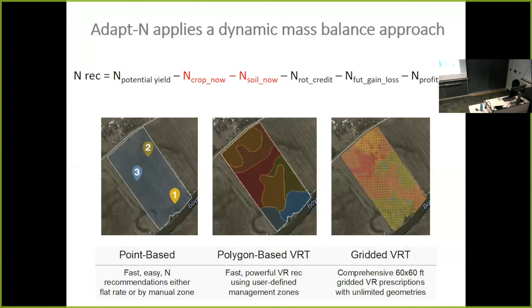The model accounts for the hybrids. There's a long list of hybrids, and the farmer needs to supply which one is being used on that field, and then the parameters are tuned for that.